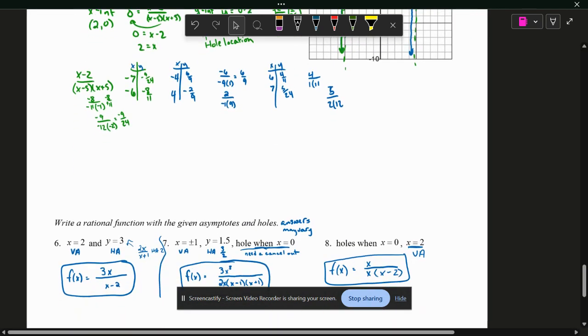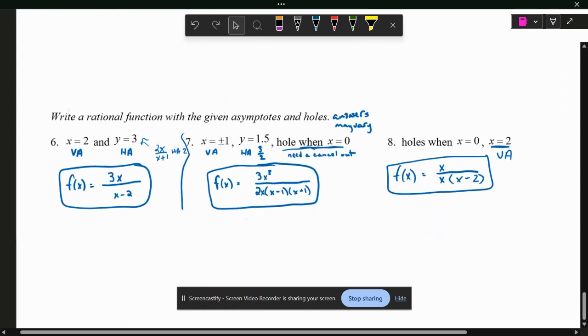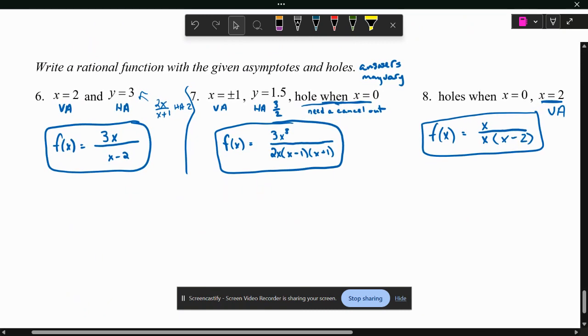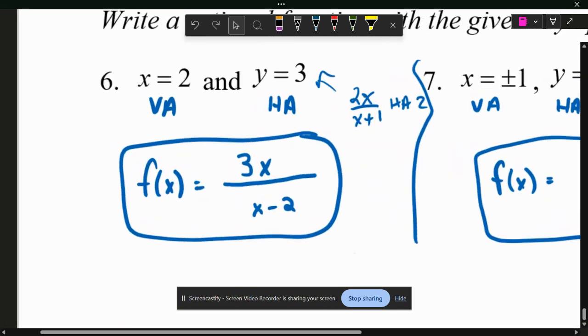We're going to go to numbers 6, 7, and 8. I already have these filled out because honestly the answers might vary. But I just want to show you how you can write a rational function with the given asymptotes and holes. So let's take a look at number 6 here.